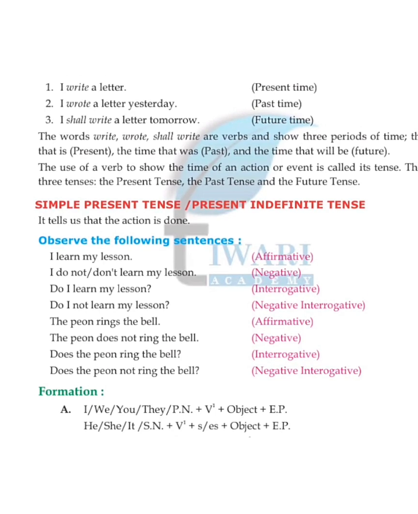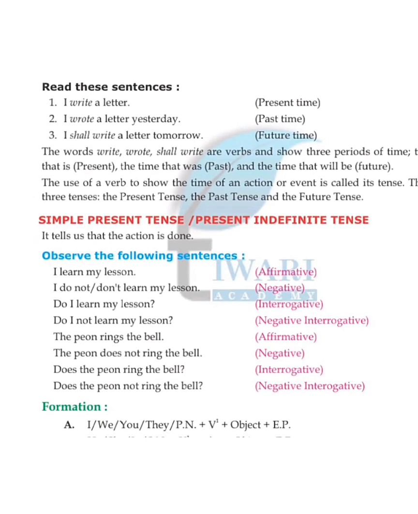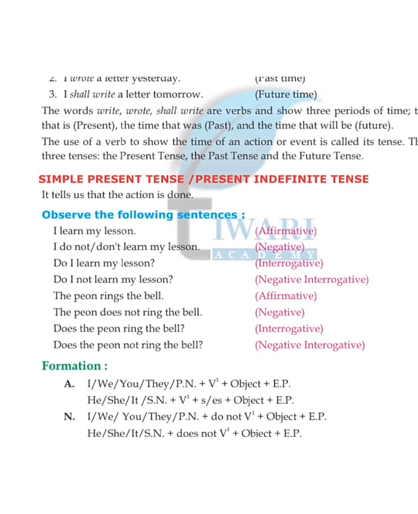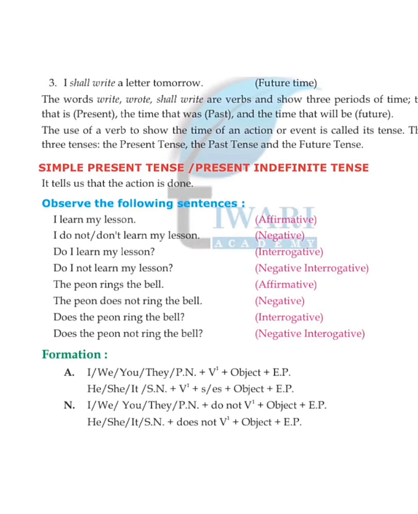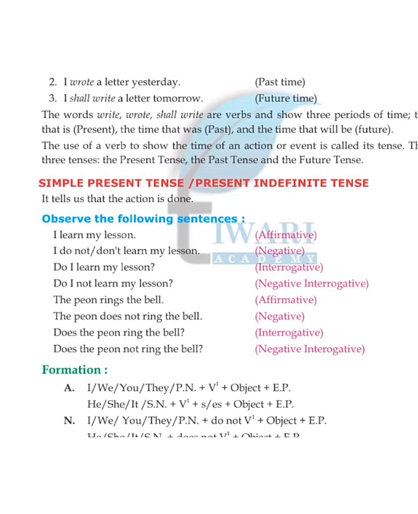Affirmative. The peon does not ring the bell. That is a negative. Why do we have to use does here? In that, I is a subject, so there is do, because we have to use do with I, we, they, okay, you. So we have to only use do in the negative case and in the interrogative case. But in the third person we have to use only does. Okay, and the verb first form.